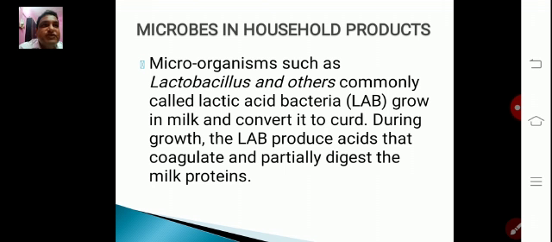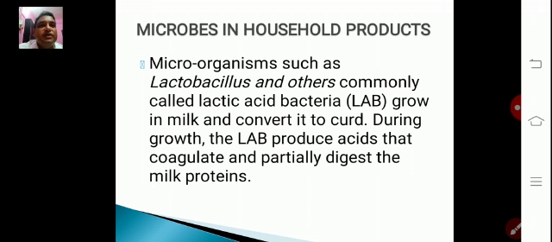Yeast secretes several enzymes. Basically there are three types: amylase, which breaks down starch into maltose sugar; maltase, which converts maltose into glucose; and zymase. Zymase is a complex of enzymes of anaerobic respiration which brings about fermentation, forming ethyl alcohol and carbon dioxide. Both carbon dioxide and ethyl alcohol evaporate, making the bread porous and soft.